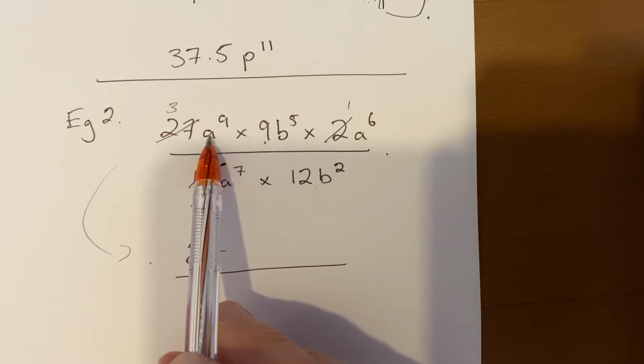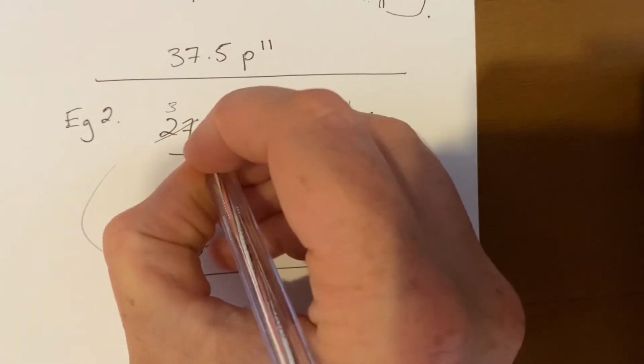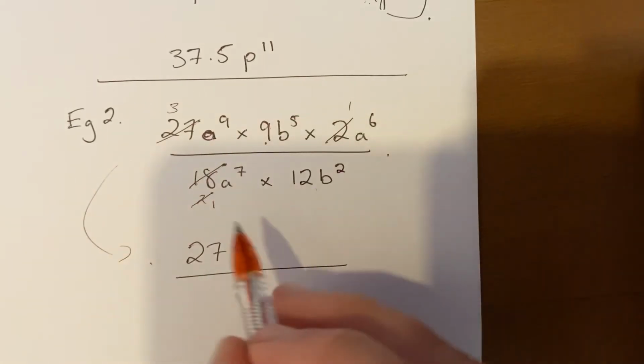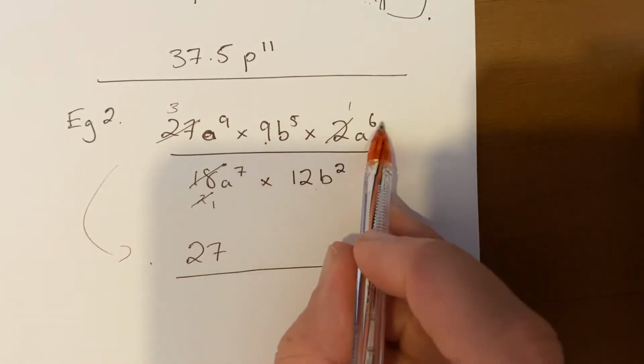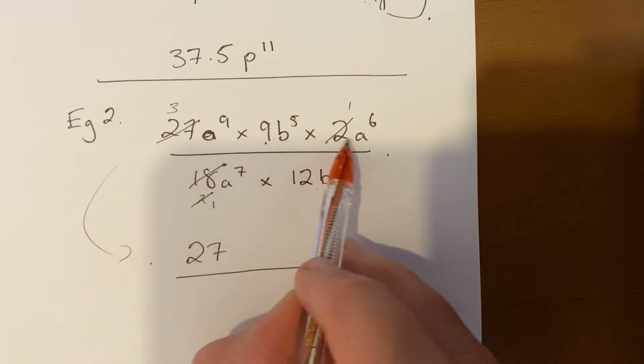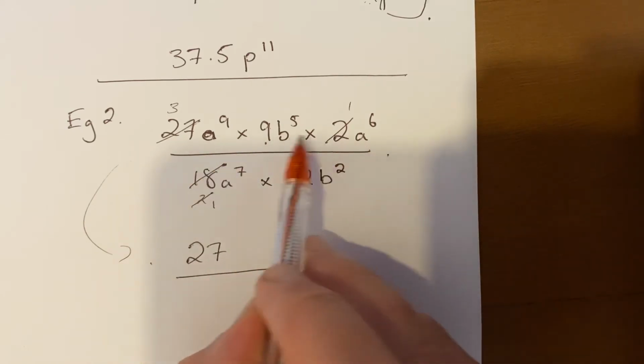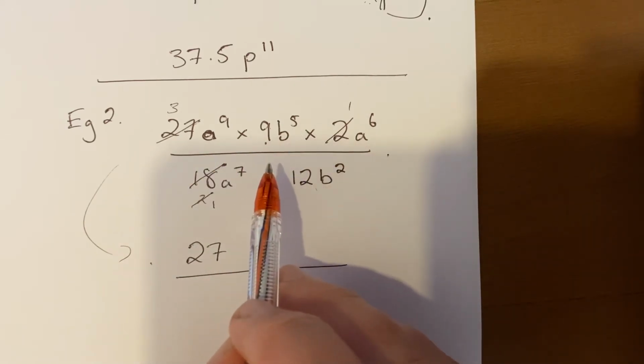So that's a to the power of 9. That's an a and a 9. That's not very clear. That's an a to the power of 9. That's a b to the power of 5 and a to the power of 6. Only the a's can be combined. The b to the power of 5 is a different base, so it cannot be combined.